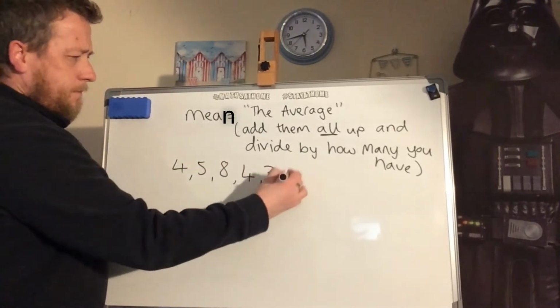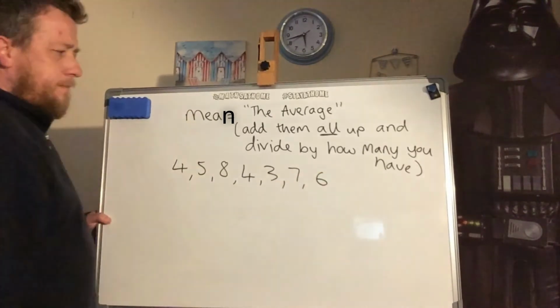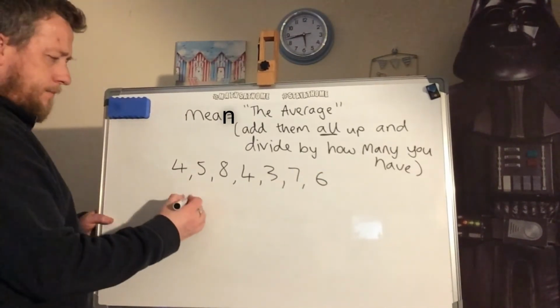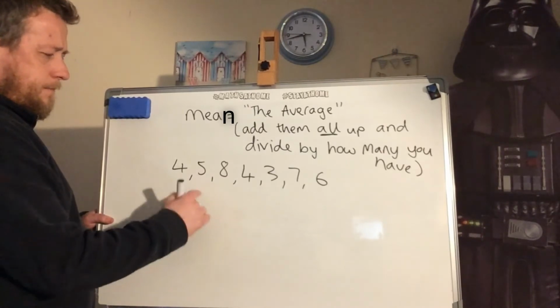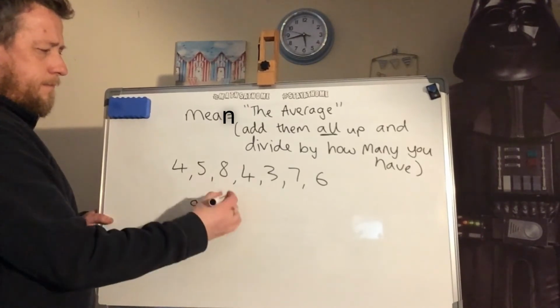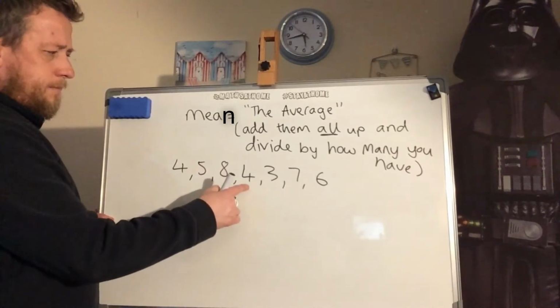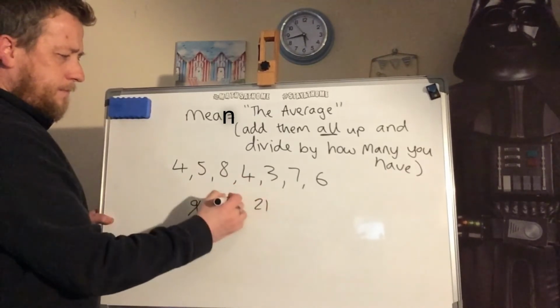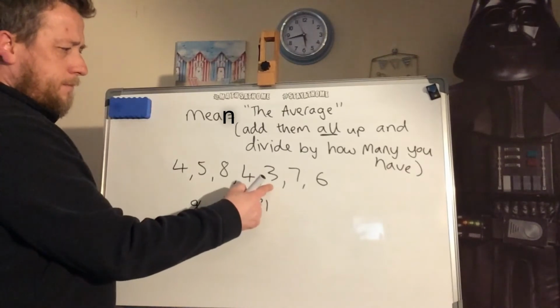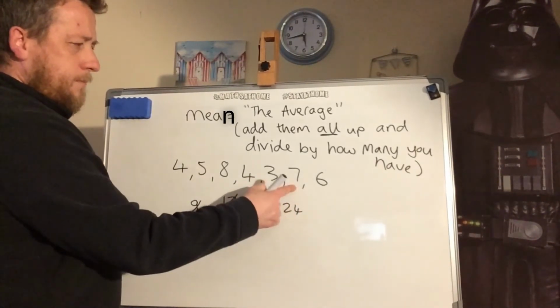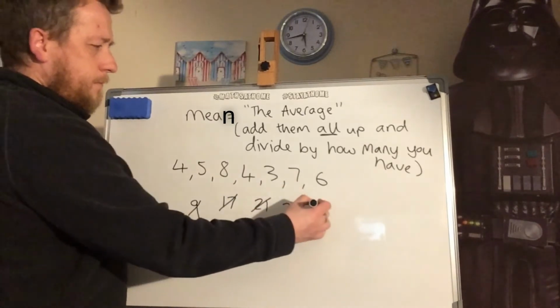So we've got some numbers. We've got 4, 5, 8, 4, 3, 7, 6. So we're going to add them up. We're not putting the numbers in order. We're simply going to add them up. So let's add 4, 5 makes 9. Add on the 8, we've got 17. Keep adding them up. Of course this is being done without a calculator, but obviously if you get to this point, a calculator can be useful for you to do, especially if you're going to check.